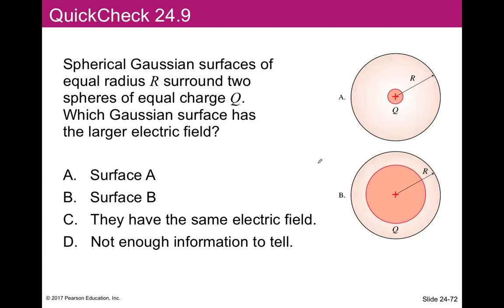Which one is right? They should be the same because the charges are the same. Q over epsilon equals E A. A is the area. Area is the same, so E should be the same.